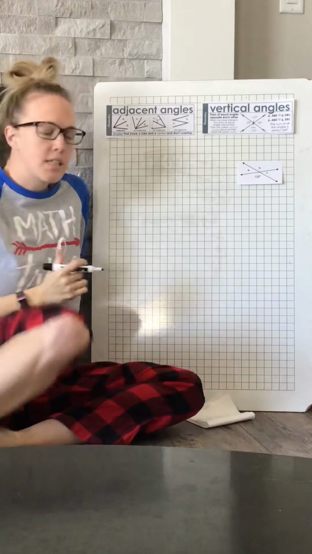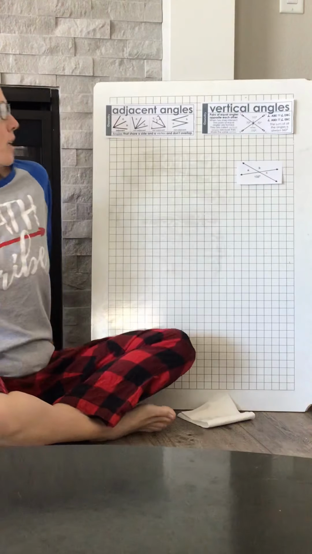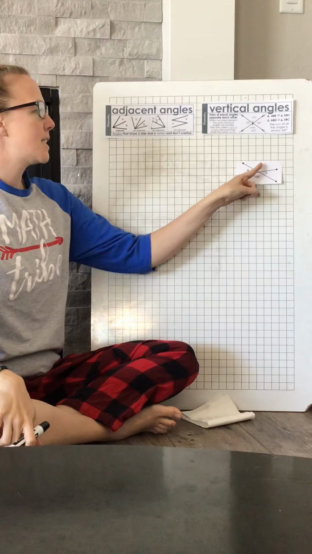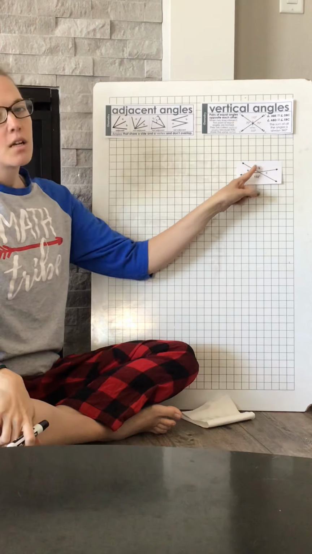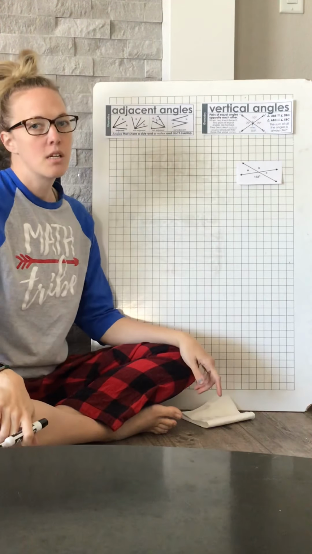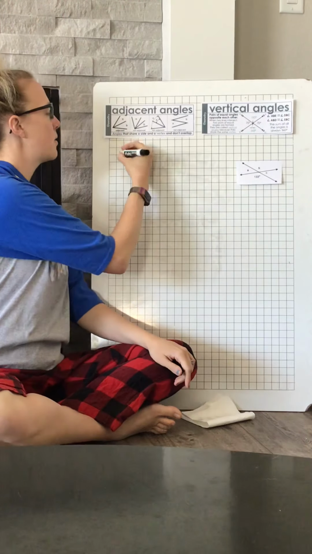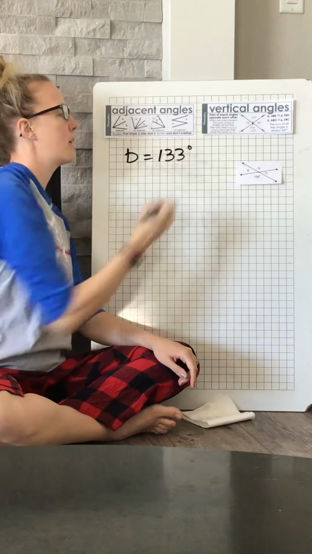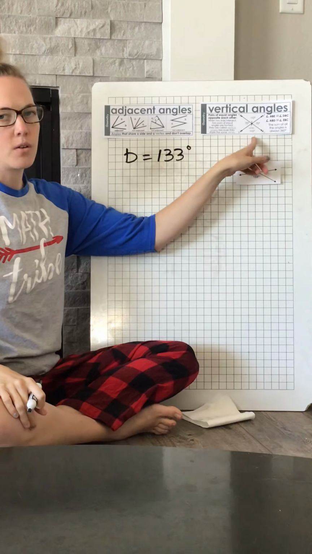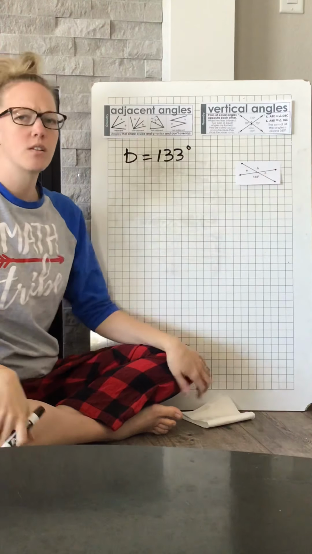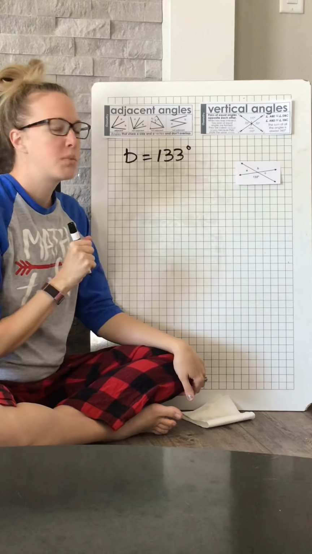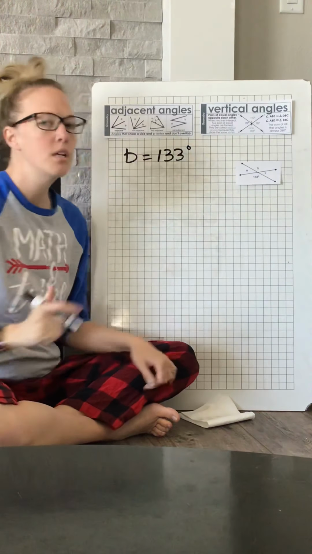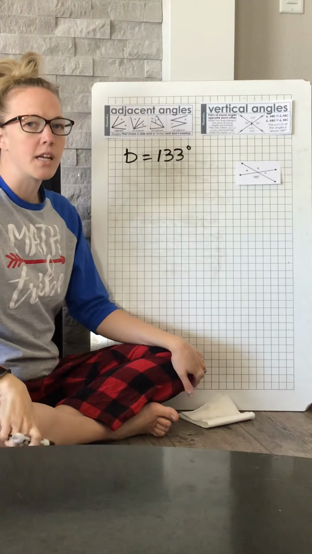So here's our first example. Again, we're going to try this using vertical angles. Right now I can see that this 133 has an angle opposite of it. So I'm going to go ahead and label that I know that angle B should equal 133 degrees because of vertical angles. However, that does not yet solve A and C. One of the things from yesterday to remember too is that a straight line, either this one or this one, will both equal 180 degrees.